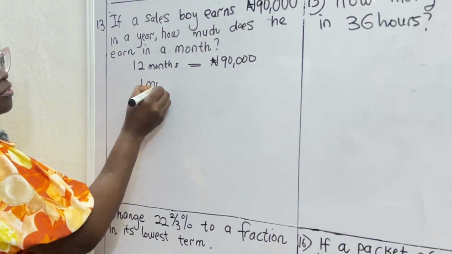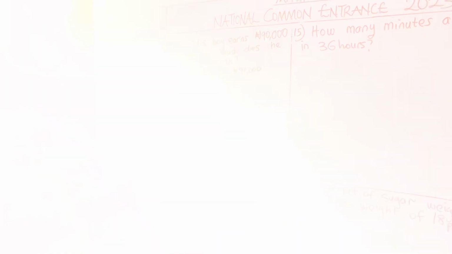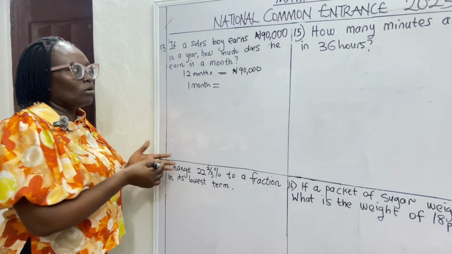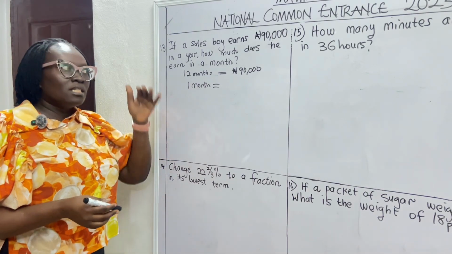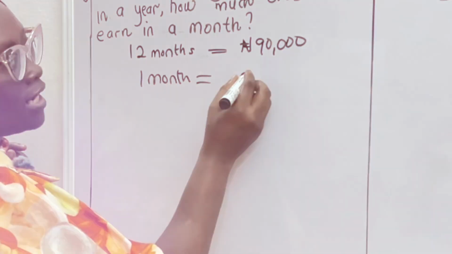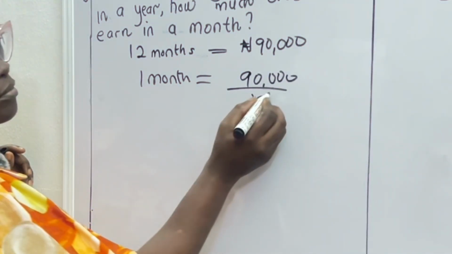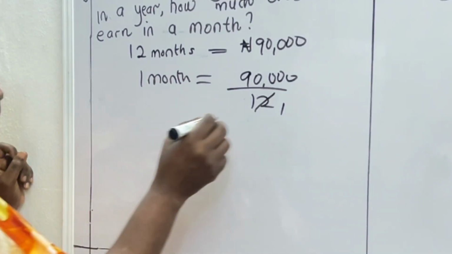Then in 1 month, how much is he going to earn? So this is direct proportion. In 12 months, he earns 90. In 1 month, the earning will do what? Reduce. So when it's going to reduce, what do you do? You divide by 12. So 12 in 12 is 1.